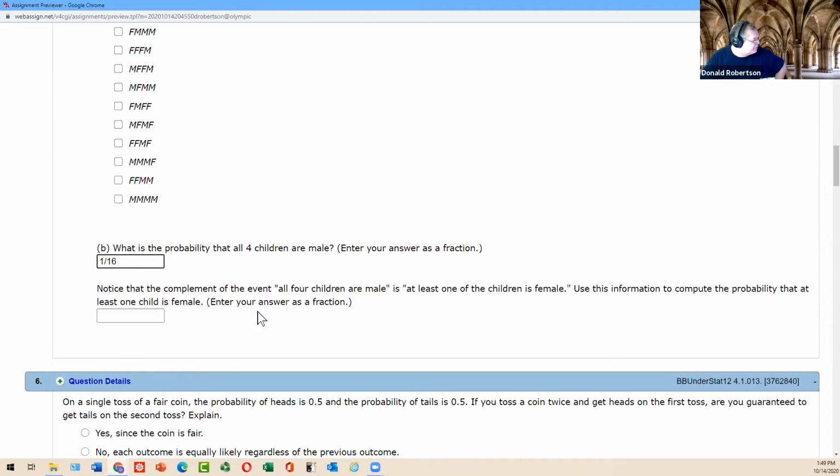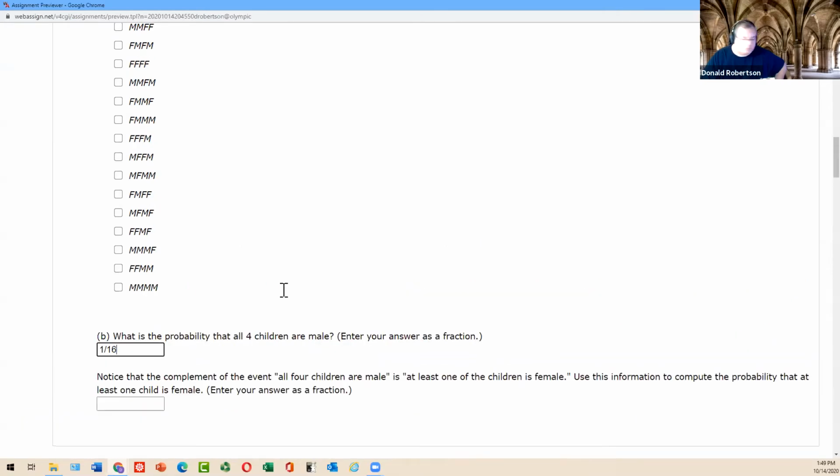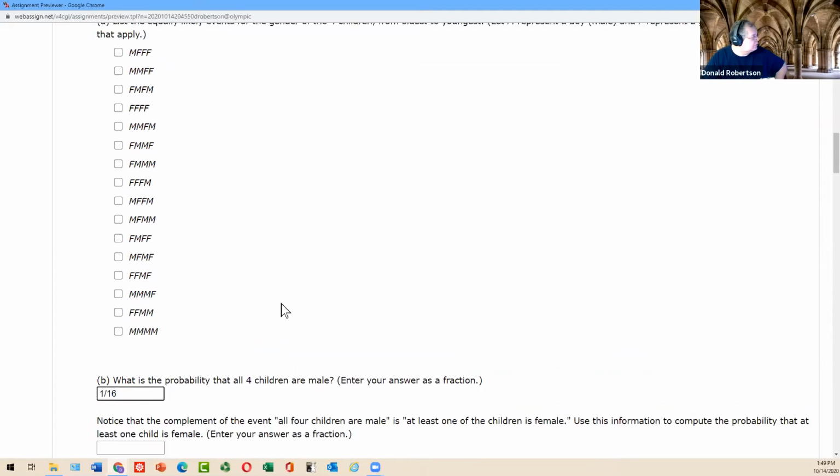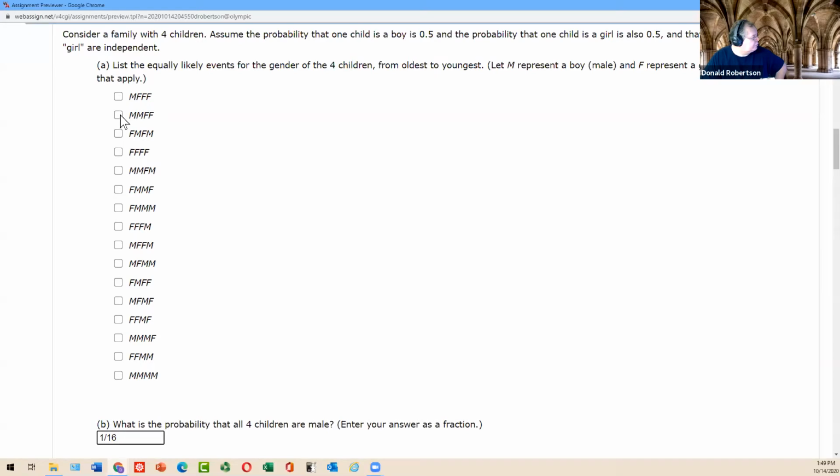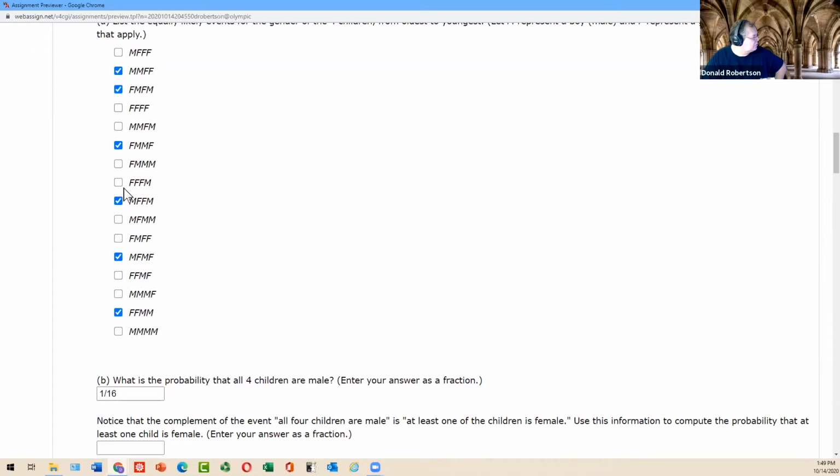What's the probability that you get 2 females and 2 males? Well, 2 females and 2 males would be that one, right? Would be that one. Would be that one. This one. Hope I don't miss any. Isn't that 6 out of 16?